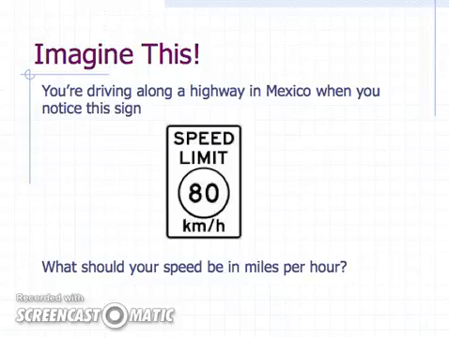Imagine this. You're driving along a highway in Mexico when you notice this sign. The speed limit has changed to 80 kilometers per hour. Awesome, you're thinking, I get to drive 80 here too, just like I do in Texas. Well then, wait a second. What should your speed be in miles per hour?